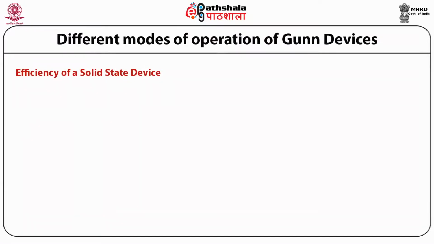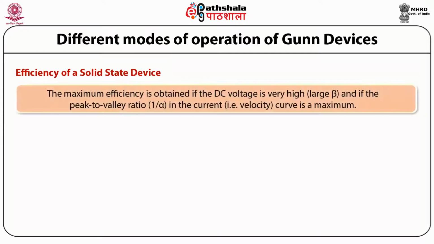So according to this expression, the maximum efficiency is obtained if the DC voltage is very high, that is large beta, and if the peak to valley ratio, that is 1 by alpha, in the current, that is velocity curve, is a maximum. So in gallium arsenide, alpha equal to 0.43 and the hypothetical maximum efficiency is 32%.